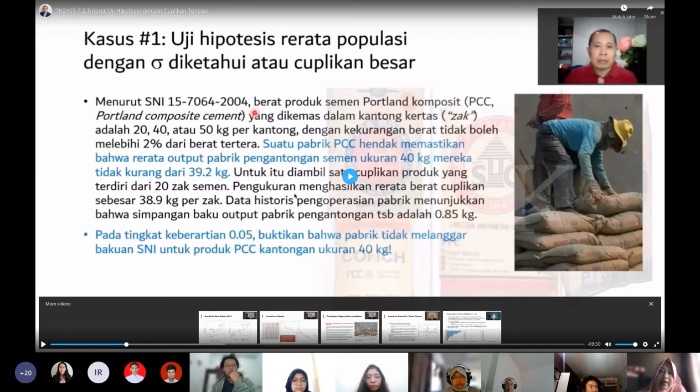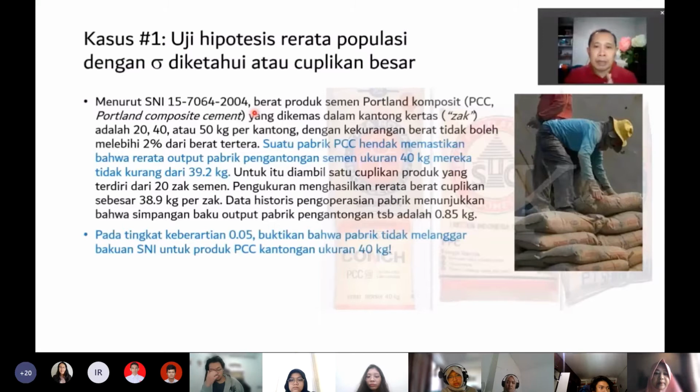We're going to learn with the example first, and then we go back to the material. So you may learn the application first, and after this we're going back to the hypothesis for the means. Okay.